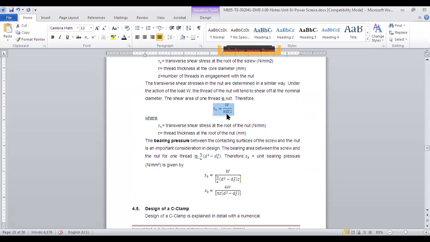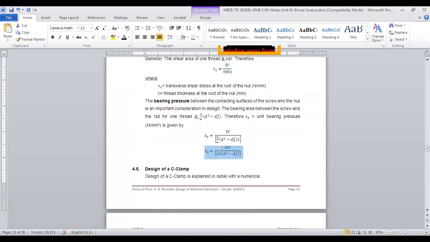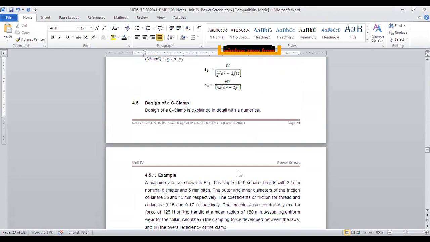Similarly, for the nut, W upon pi D, but instead of the core diameter we'll take the outside diameter, right? And just now we have taken an example of bearing pressure, which will be W upon pi by 4 into D square minus d square, into Z. Okay, these are the stresses in a screw.